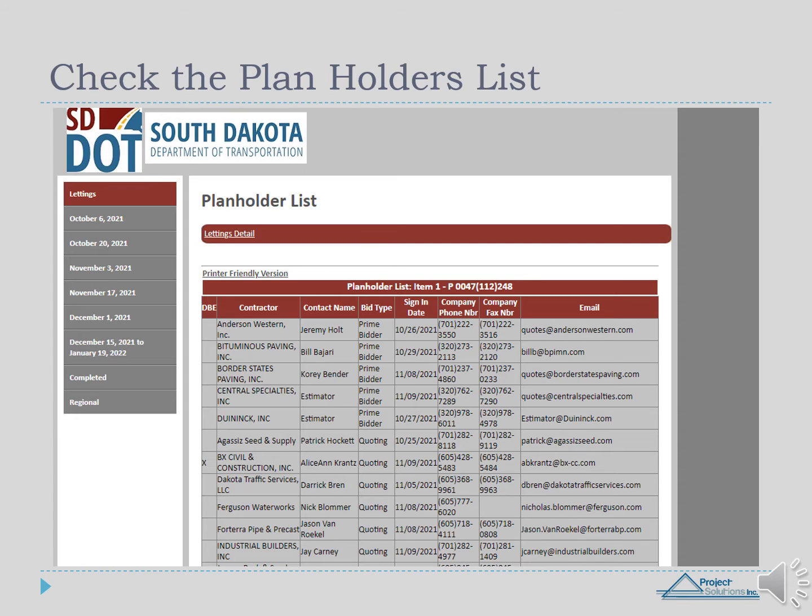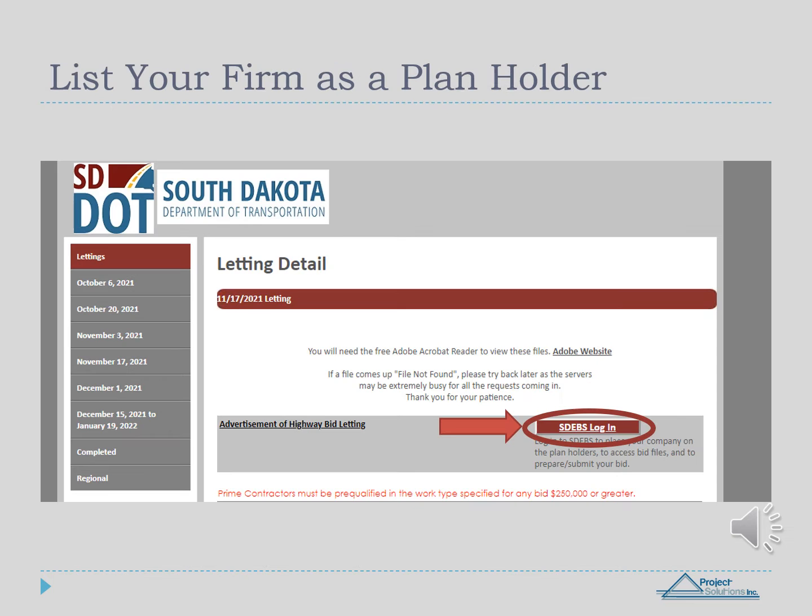If there is an X in the DBE column, that means they are a DBE certified contractor in South Dakota. If you plan to bid on the project, this list shows you who to send your quote to. If you wish to list your firm as a plan holder, you must log in to SDEBS to do so.